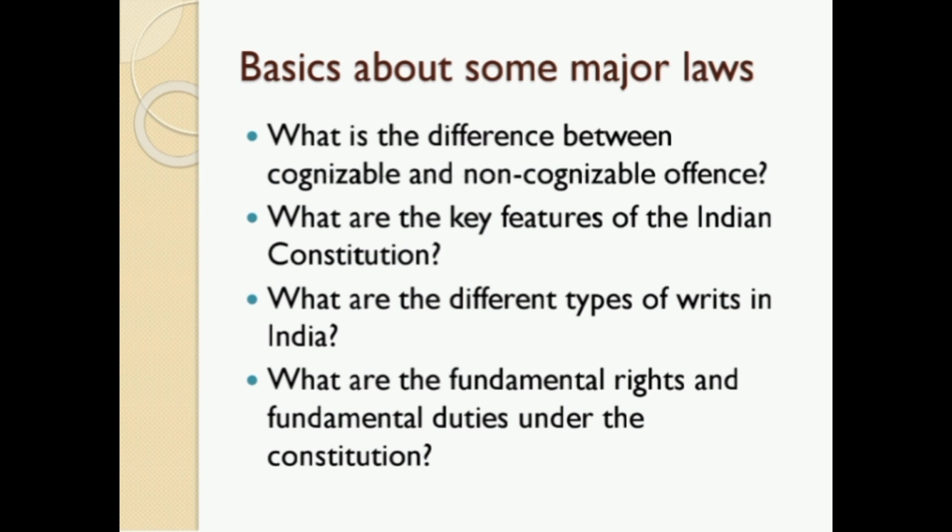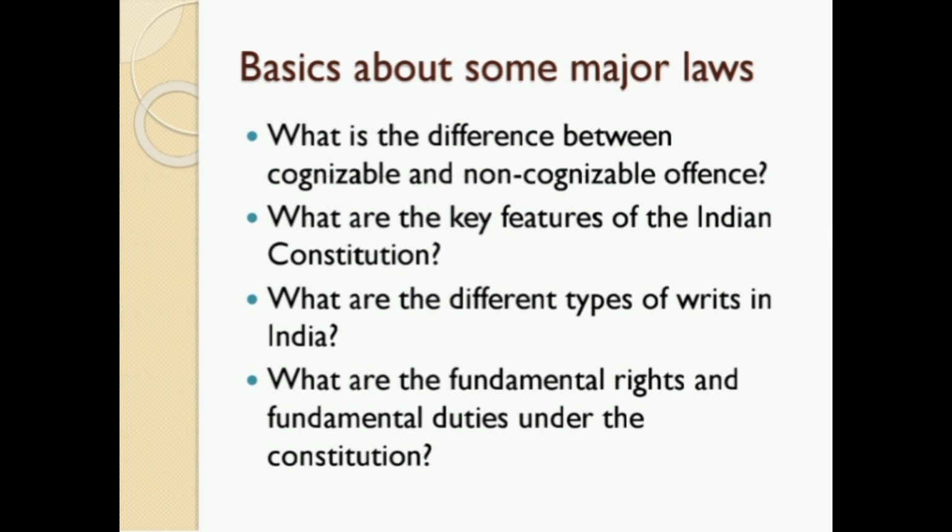Moving on to the next question, it is, what are the different types of writs in India? So, we have to know that writs protect fundamental rights and can be issued by Supreme Court through Article 32 and High Court's Article 226 of the Indian Constitution. So, there are 5 types of writs: habeas corpus, mandamus, prohibition, certiorari, and quo warranto.